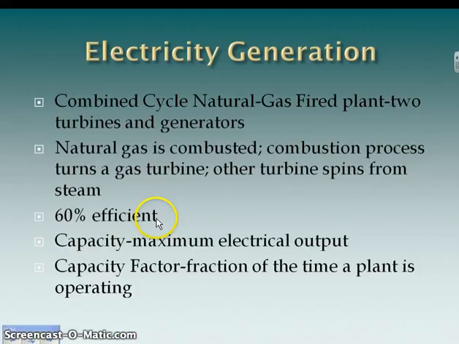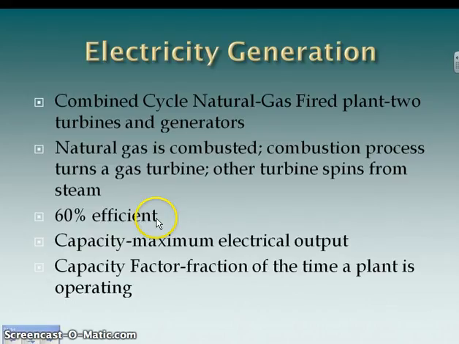And then we can also have another turbine and another generator, and what can happen is that as part of that combustion of the natural gas, heat is also produced, which is separate from the regular byproducts. And so that heat can be used to boil water to make steam to turn the turbine. And so again, that is a little bit more efficient. That's 60% efficient. And so some power plants are built like that.